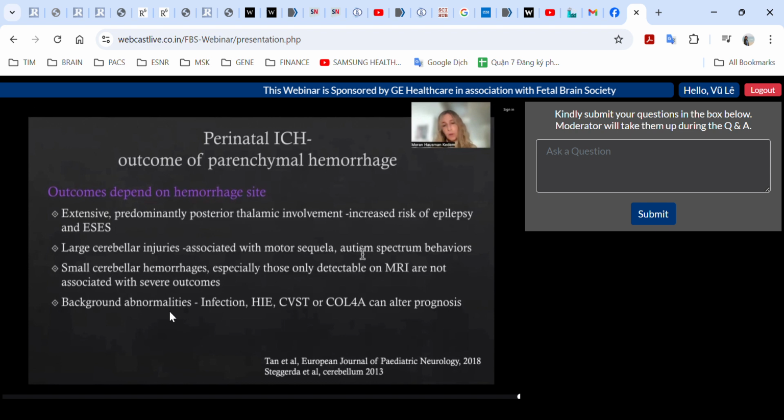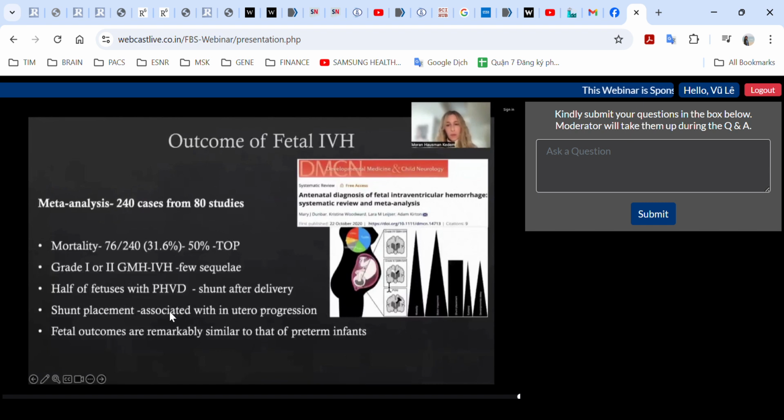And of course, the background risk factors and abnormalities or the causative factors such as meningitis or hypoxic ischemic encephalopathy, genetic alterations, or sinus vein thrombosis causing increased ICP can also alter prognosis. What happens in the fetal IVH world? The available data had mostly come from a small case series.